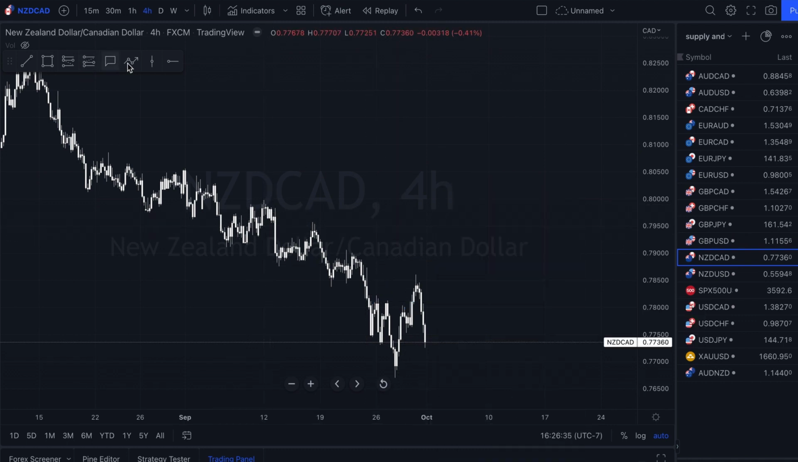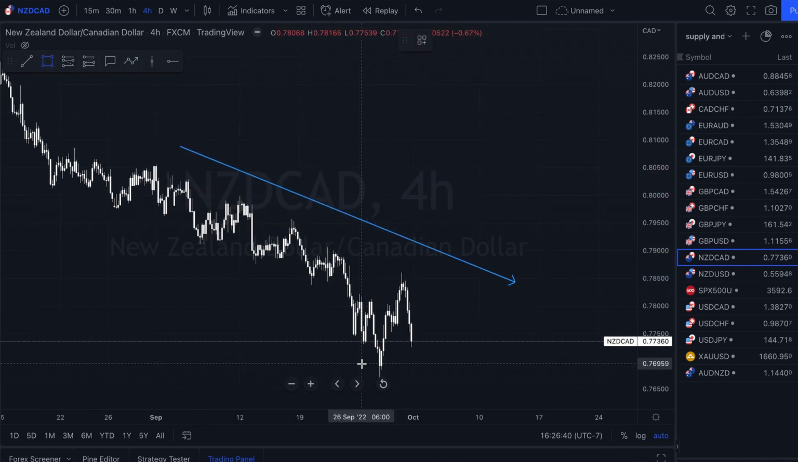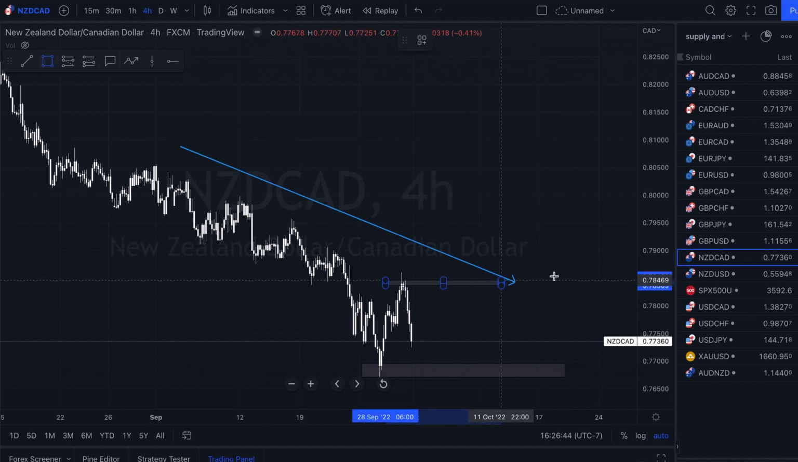NZD CAD downward, obviously. We draw our most recent levels, which is down here and up here. Right? Do I draw the wicks or the body? I do wicks, right? Because price went up there for a reason. If there's no wick, I do the small body. So if that wick wasn't there, I'd have my zone like this, right? But there's a wick, so I'm gonna put it right here.